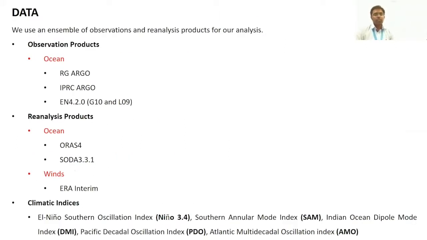So for this purpose, we use the data. We have some observation data, that is the SCIP Argo product, IPRC Argo product, and the Hosoda product. Then we have some reanalysis products, ORAS and SODA. Then there is a wind product from ERA-Interim, and there are different climatic indices. This is the Nino 3.4 index, Southern Annular Mode, Indian Ocean Dipole mode, Pacific Decadal Oscillation, and Atlantic Multidecadal Oscillation.